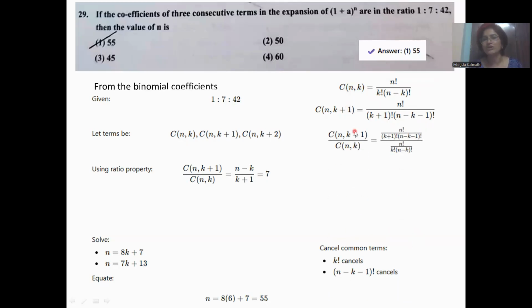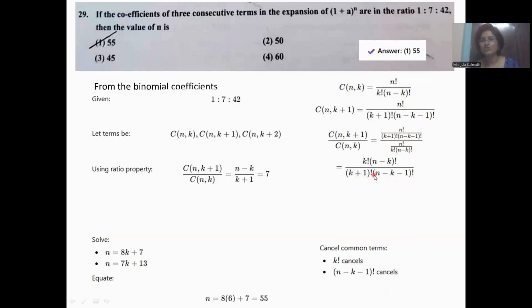Now we have to find the ratio between these two, that is C of n comma k plus 1 divided by C of n comma k. So here we have this whole term divided by this term, and n factorial gets cancelled. Next we have k factorial times n minus k factorial divided by k plus 1 factorial times n minus k minus 1 factorial. This is the simplified formula.